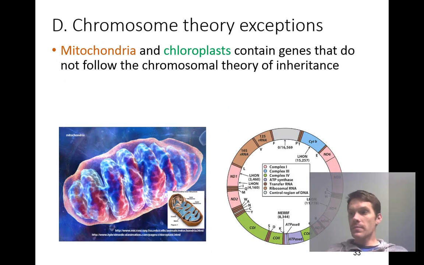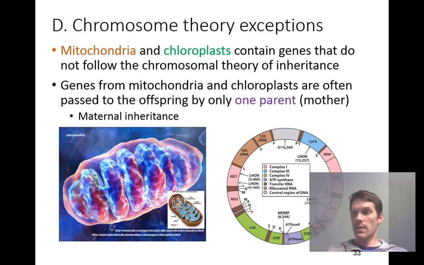There are some modes of inheritance that do not follow chromosomes at all. So, for example, mitochondria and chloroplasts have their own genes, and they are expressed or passed on usually through the mother, which is called maternal inheritance. But depending on the sex, it could be passed through the father as well, or depending on the species.